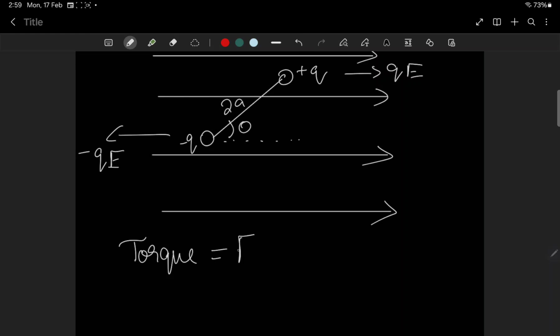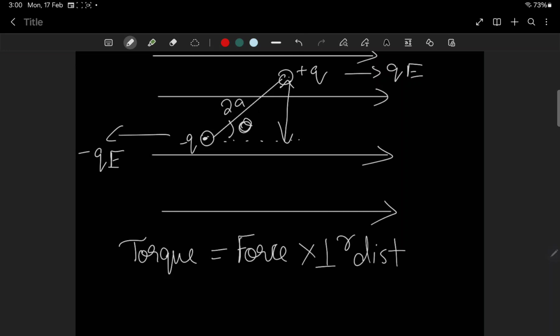You know this torque is equal to force into perpendicular distance. What does perpendicular distance mean? Think of this point as fixed here, acting like a fixed point. So you have to find the perpendicular distance between plus q and minus q.